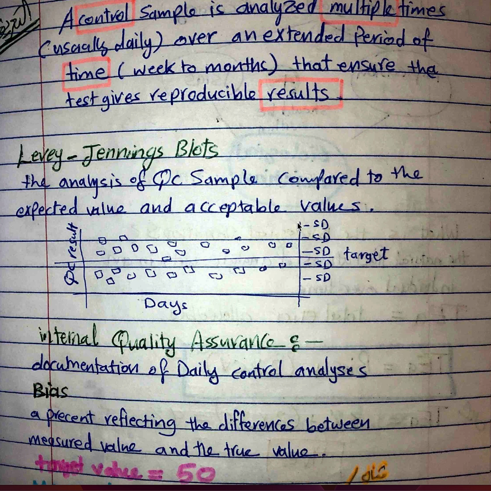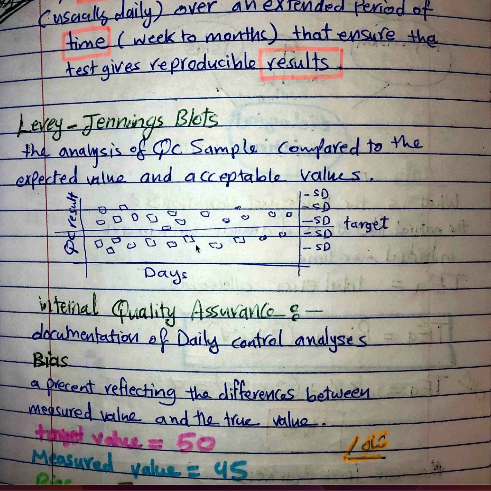So we make a comparison between this control sample, which we analyze, and the expected values, the values that we really want. That is exactly the Levey-Jennings plotting: the analysis of the quality control sample compared to the expected or acceptable values. And that is why we call it a plot.